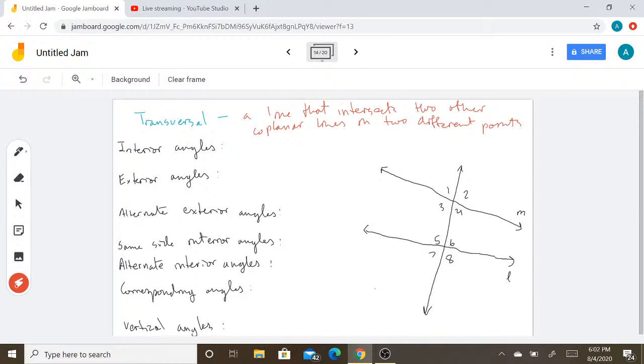So the first type of angles are interior angles, and these are the angles 3, 4, 5, and 6. So interior angles are just these angles that are in between line M and line L. Exterior angles do not share part of the ray, so they're on the outside of lines M and L. So that would be angles 1, 2, 7, and 8 on the outside or exterior of lines M and L.